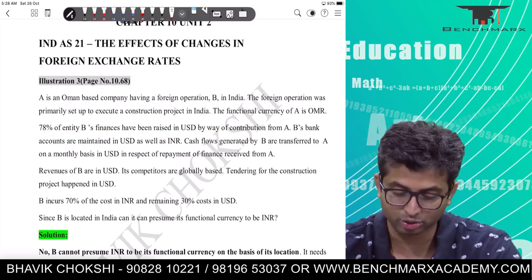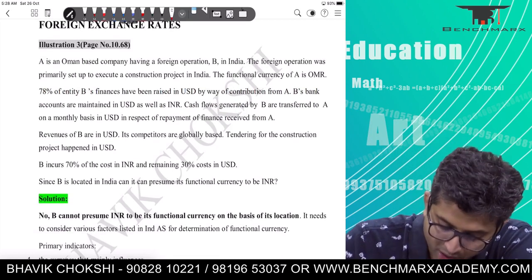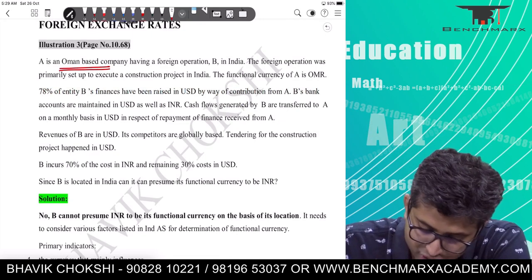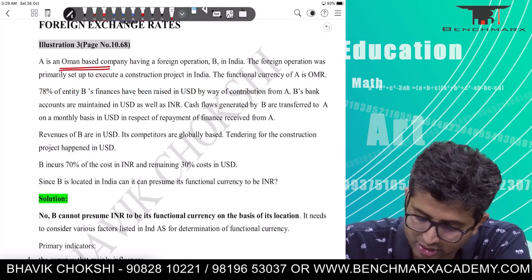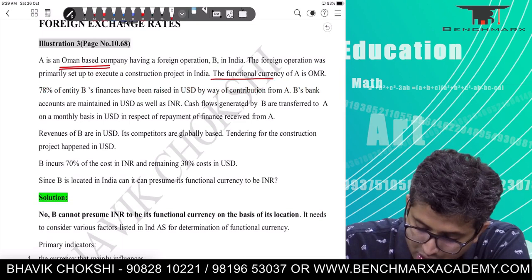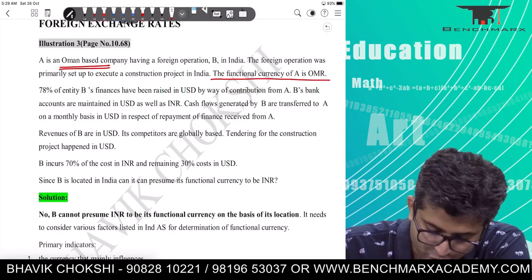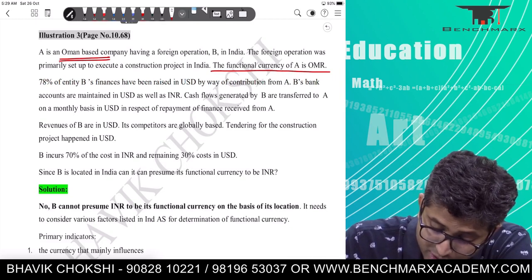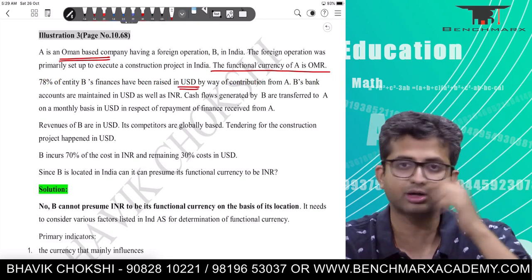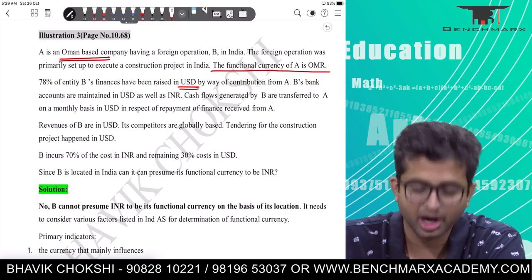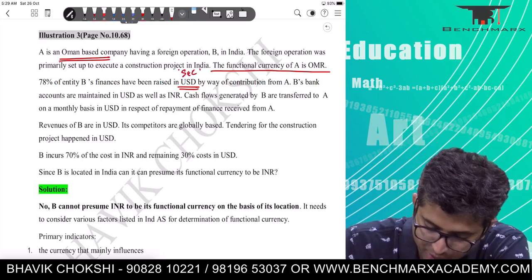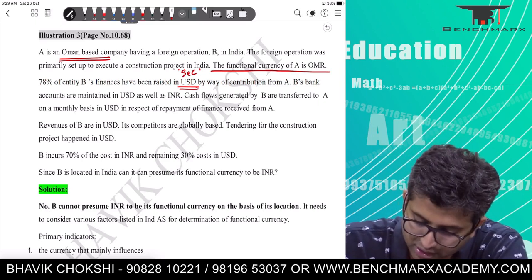Based on that, we'll quickly go through the cases. Now, A is an Oman-based company, so the location is in Oman, having foreign operations in India. The foreign operation was primarily set up to execute a construction project in India. The functional currency of A is OMR, that is your Oman currency. 78% of entity B's financing has been raised in USD. Remember, that is not in OMR, that is not in INR, that is in USD. This is a secondary factor which will be used if primary factors give a conflict.